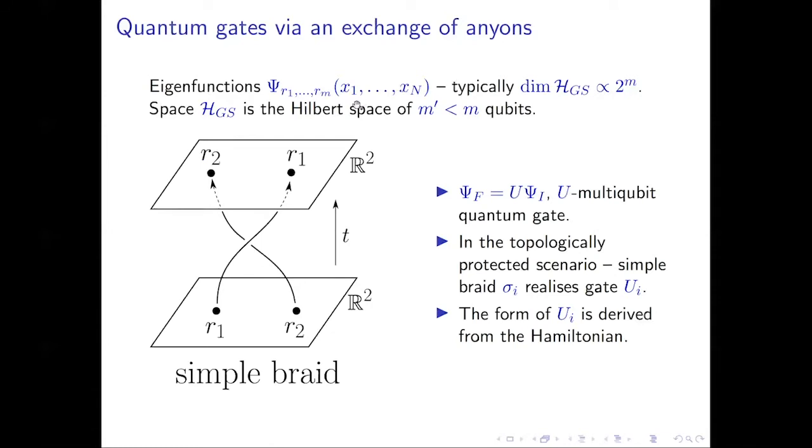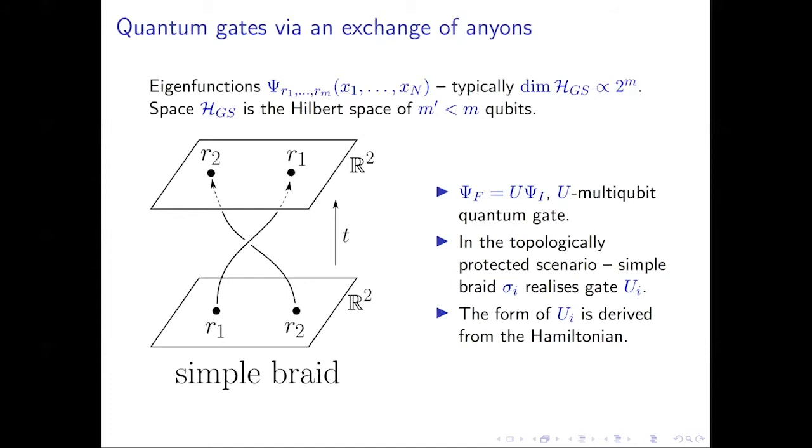And now let's say that we have some anion in position R1, and another anion in position R2. And now with time we exchange them. So this one goes here and this one goes here. So what, according to what I've just said, is that the final wave function is just a multi-qubit quantum gate acting on the initial wave function.